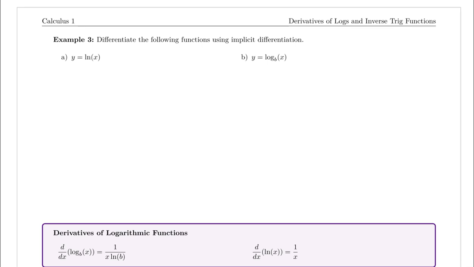Now you might be looking at part A and you say y equals natural log of x is in explicit form, so how would we use implicit differentiation on this? Well, I don't know what the derivative of the natural log of x is. If you look and preview down here in our table, it tells you that the derivative of the natural log of x is equal to 1 over x, but I actually want to derive that formula and see where that comes from.